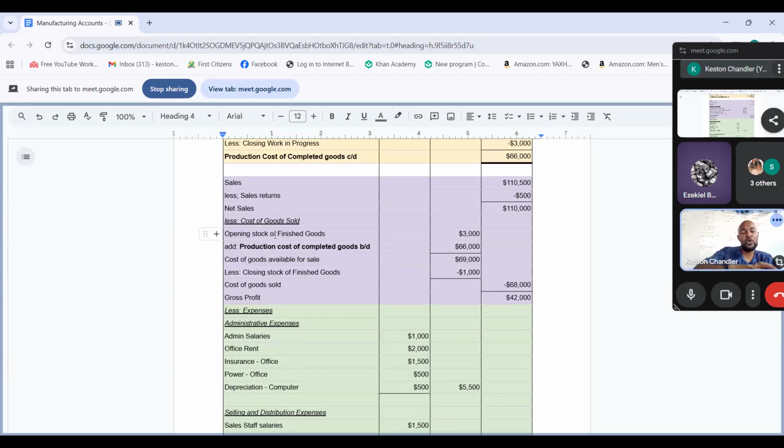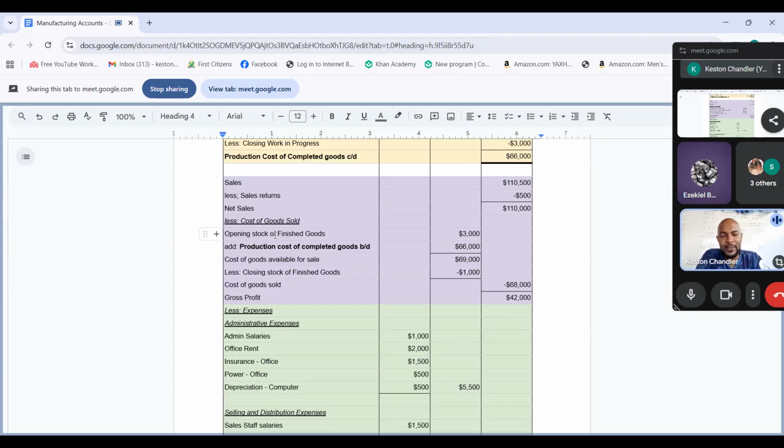That's going to give us the cost of all of the finished tables and chairs that are available for sale. If we come at the end of the period and do a stock taking and work out our closing stock of finished goods, the difference between the goods I had available for sale and my closing stock of finished goods is going to give me my cost of goods sold, which is identical to what we would have to calculate in our sole trader business. We subtract the cost of goods sold from our net sales to get our gross profit.